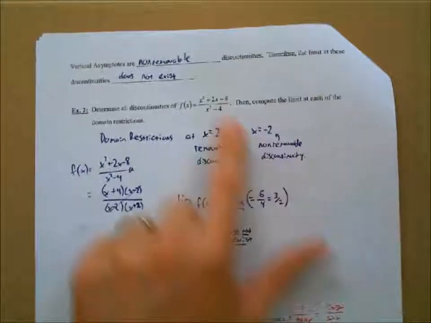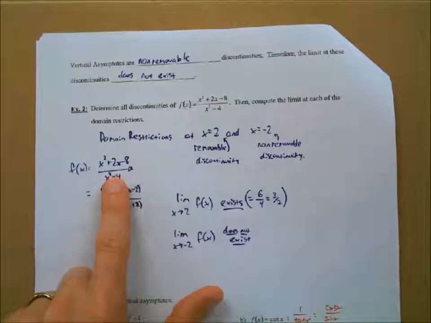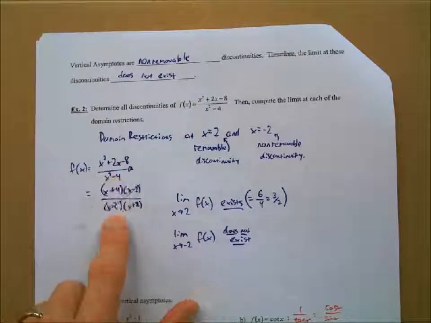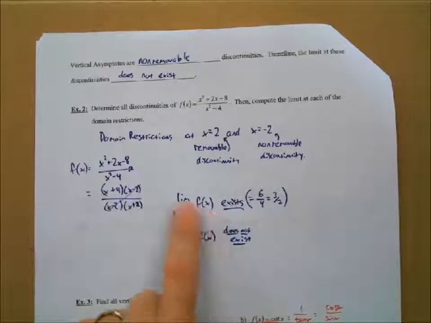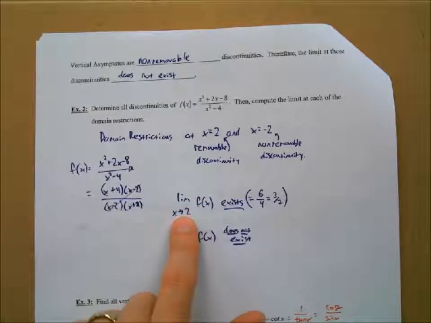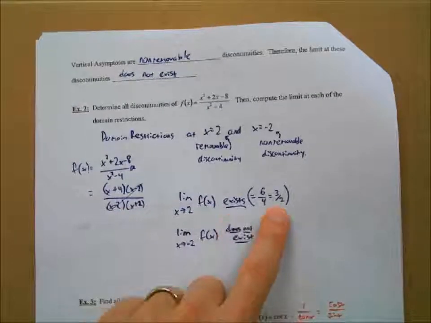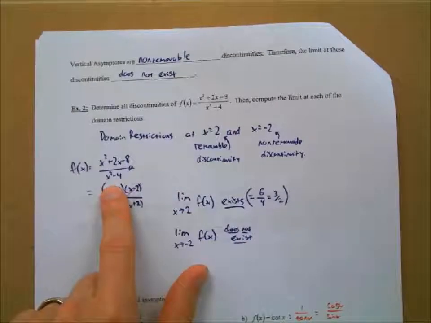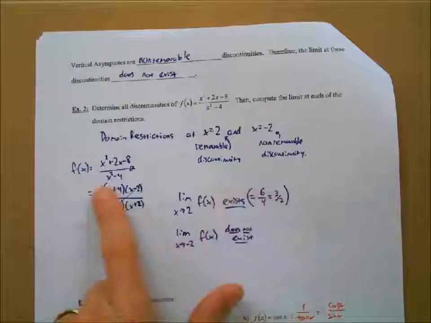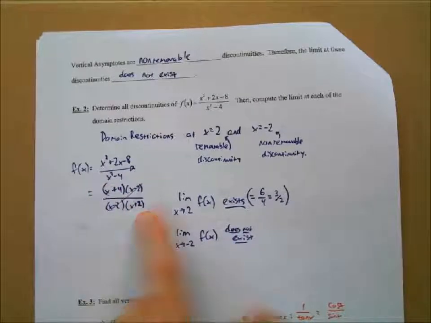If you look at the original function, we can factor and cancel the x minus 2 factors there. This allows us then to evaluate the limit as x approaches positive 2. And so therefore that limit will exist. It's going to be 3 halves. If you take the limit of this function as x approaches 2, you'll be able to cancel out the x minus 2's and then direct substitute in the 2's and get 6 over 4, which is 3 halves.